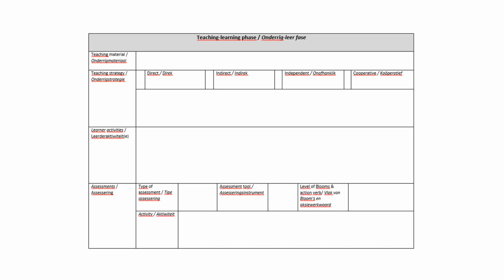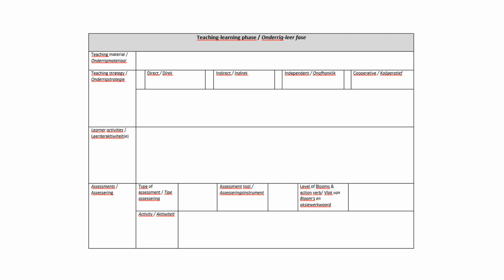Then you will get the second part of the lesson plan that will talk about the introduction, the teaching and learning phase, and the consolidation phase. For many lesson plans, this looks the same, so I've just copied one here to show it as an example. They ask you to indicate what teaching material you are using. So, are you using your own PowerPoint? Are you using a textbook? Are you using a YouTube video?